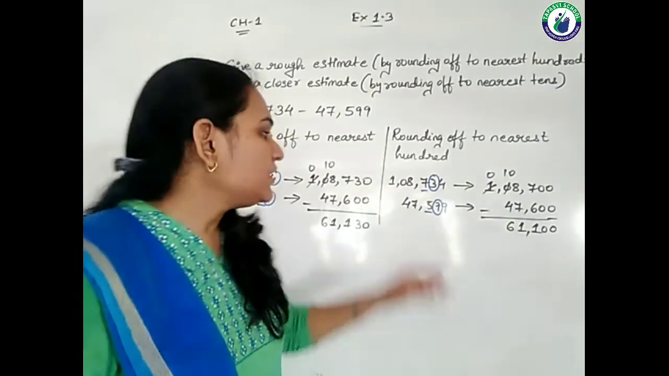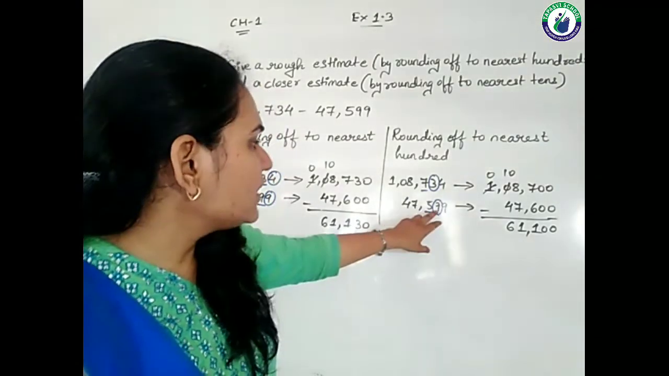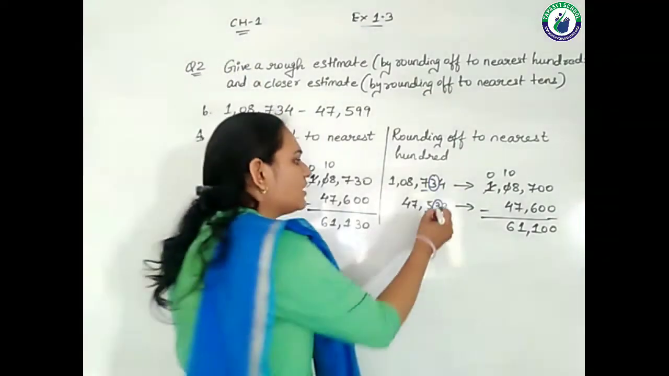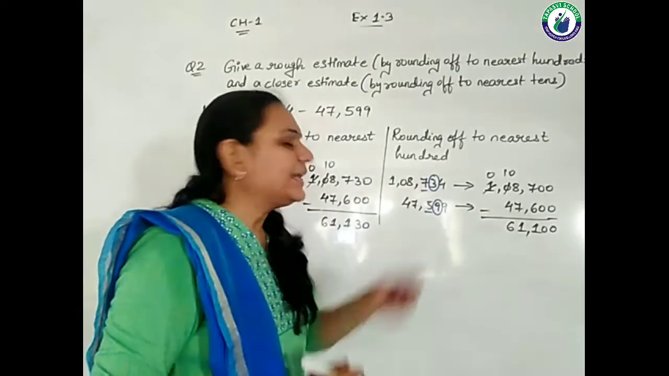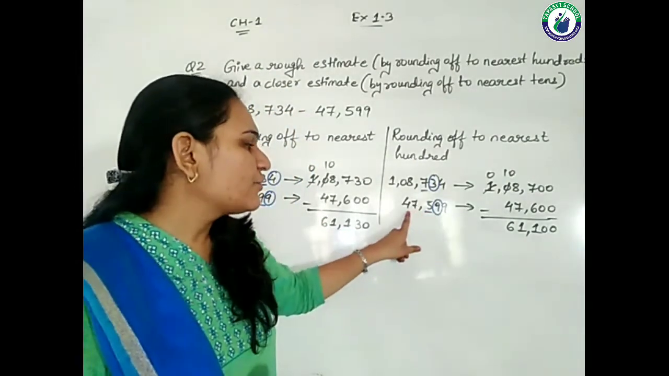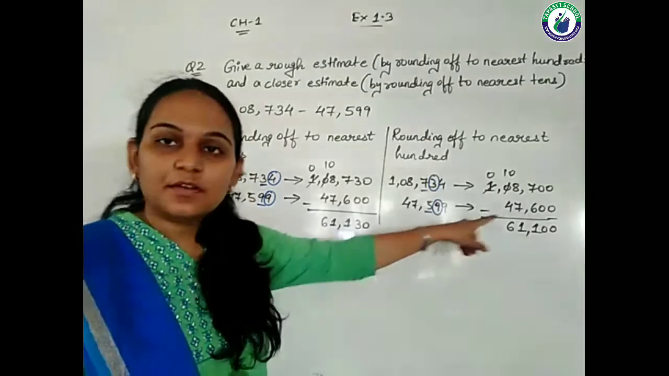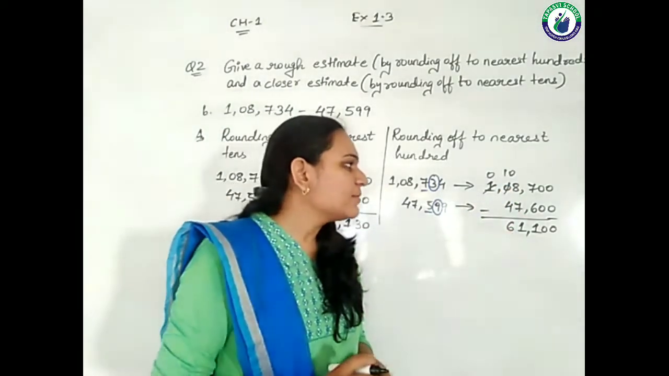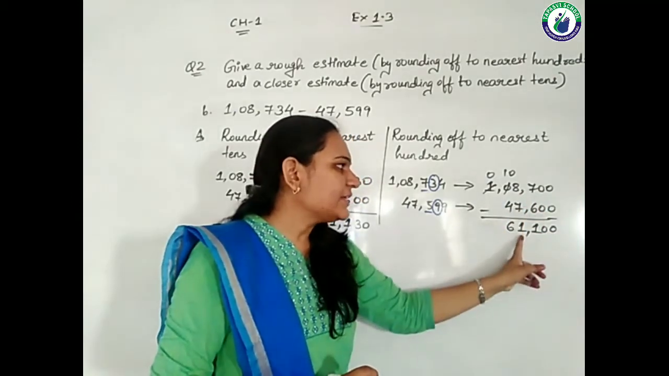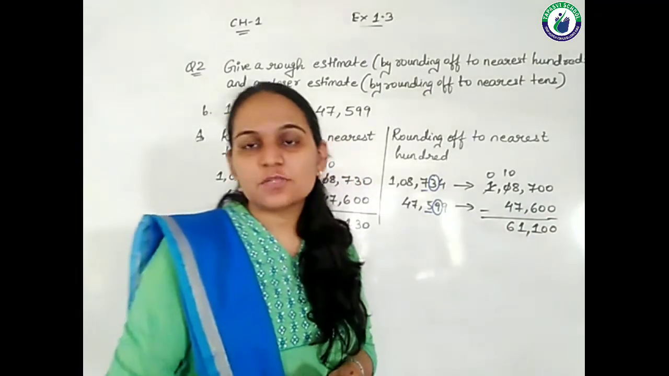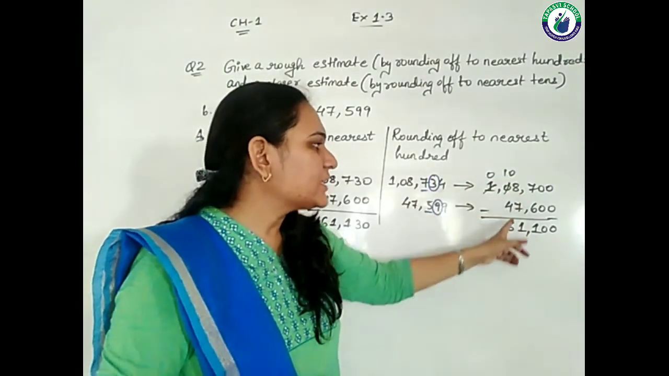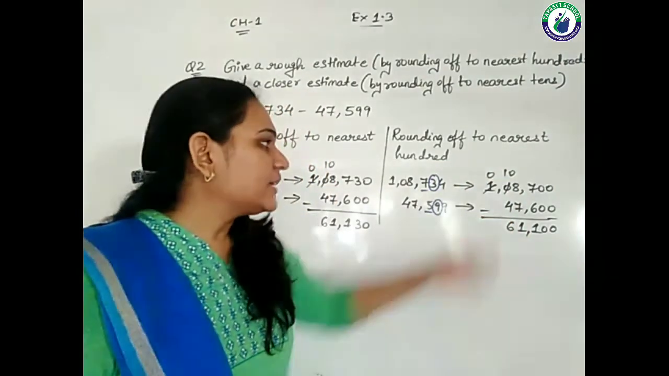Similarly 47,599, right? Here the underlined digit is 5 and the helping digit is 9. So 9 means it is more than 5. If it is more than 5, then we'll add 1 to the underlined digit. So 47600, right? Now if we subtract them, 0 minus 0 is 0, 0 minus 0 is 0, 7 minus 6 is 1, 8 minus 7 is 1, 0 minus 4 is not possible, so we take help from the previous digit. 10 minus 4 becomes 6.